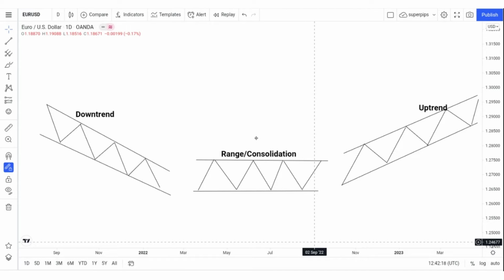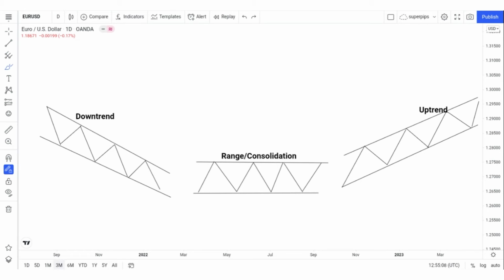And today's topic is about three major market phases, and that is the downtrend, uptrend, and the ranging, which is also known as the consolidation phase. Okay, so let's start off with the downtrend.